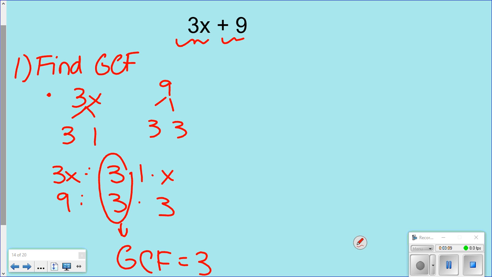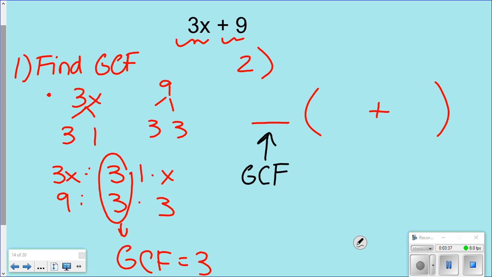Then the next thing you do is set it up in your template. Now, what do I mean by template? Well, if you remember distributive property, there was a number, then parentheses, and then numbers inside. So I would start setting something up like this. The sign that's in the problem is always the sign inside of the parentheses. Now, this is where the GCF goes. So if our GCF is 3, that's where we're going to put it.